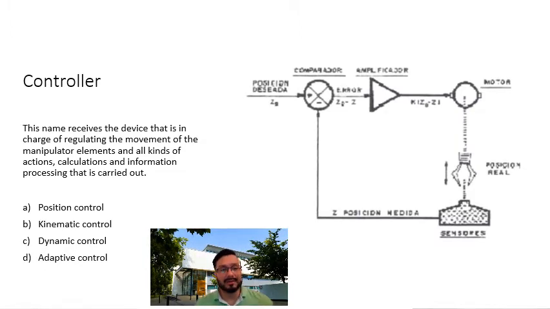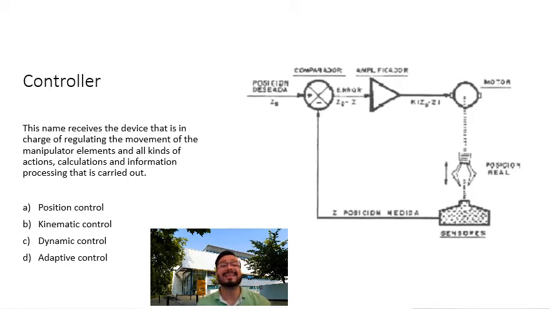Here we have the controller. This name is given to the device that is responsible for regulating the movement of the manipulator elements and all kinds of actions, calculations, and information processing that is carried out. The complexity of the control varies according to the parameters that are governed, and the following categories may exist. First, we have the position controller. It only intervenes in the control of the position of the terminal element. It can operate in point-to-point mode or in continuous mode, in which case it is called continuous control of trajectory.